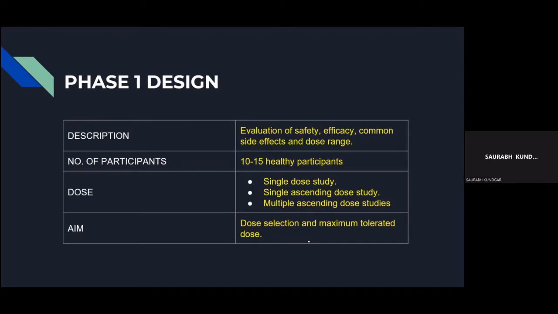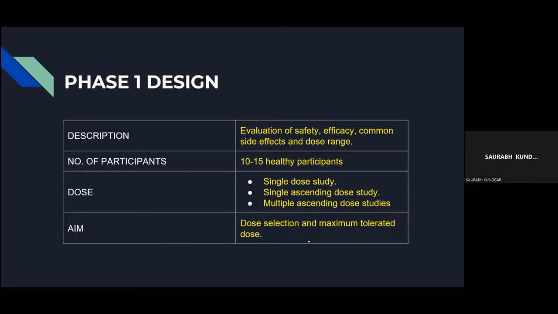So now let us move on to phase one design. We have talked about phase zero. In phase one, we are evaluating three typical items. First is the safety point of view. Second is the efficacy, and third are the common side effects with dose range.